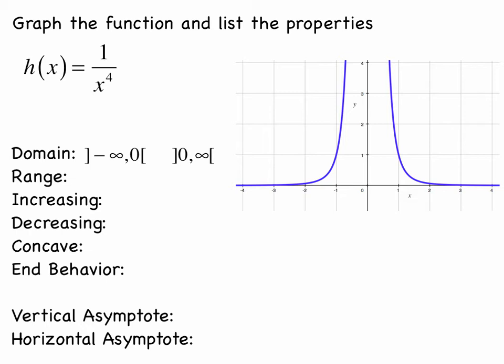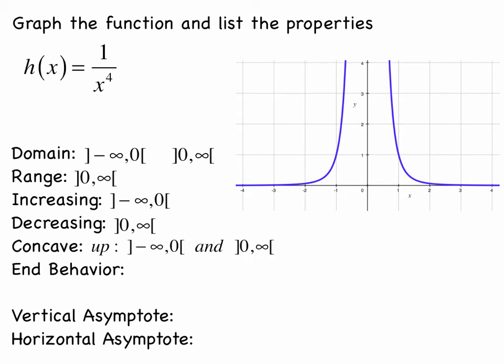The range, if you look at the graph, it never has any negative numbers, so it's from 0 to infinity. There's a place where it's increasing and a place where it's decreasing. The increasing happens from negative infinity to 0, and the decreasing from 0 to infinity. Real quick, before I forget, look at the domain. Look at how the brackets are facing at the 0. Remember, 0 is not included. Okay, the concavity, there's two of them. They're both up. You have to separate them, just like you would for the domain.